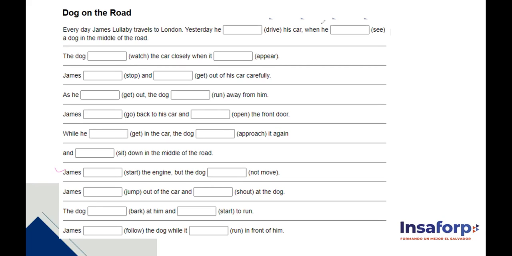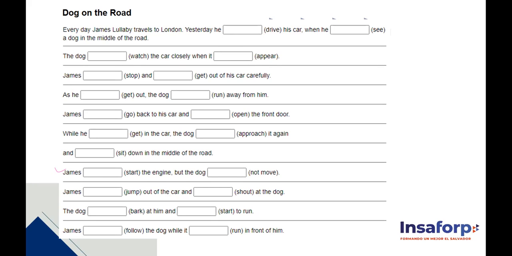James started the engine, but the dog didn't. After didn't, what do we use? Didn't move. We do not say moving, right? So that's basically it. I have two hands up. Let's continue. I think Emma and Joel. Okay, Emma, thank you. Continue, please.